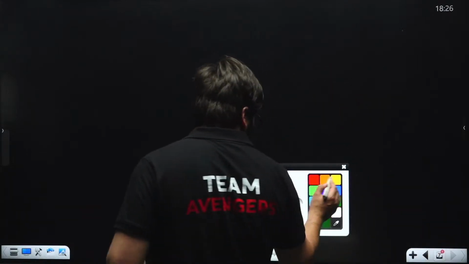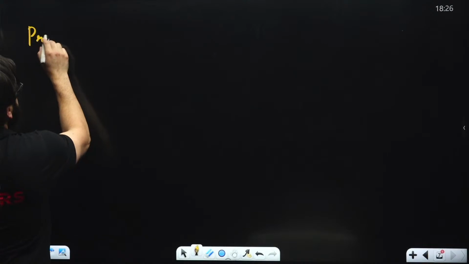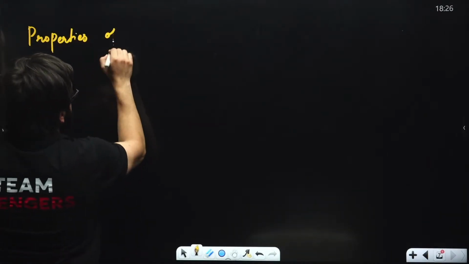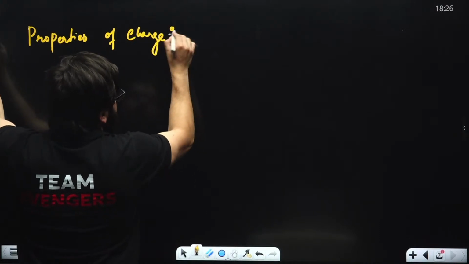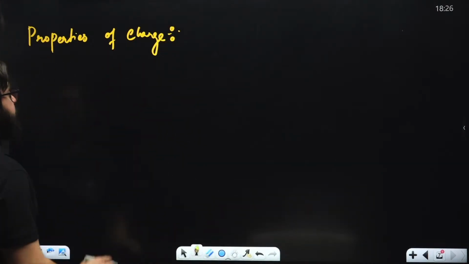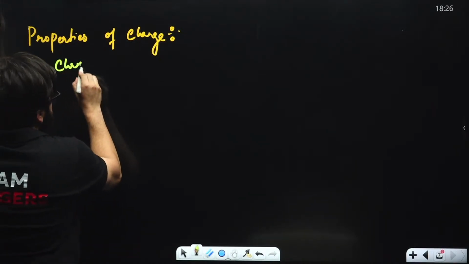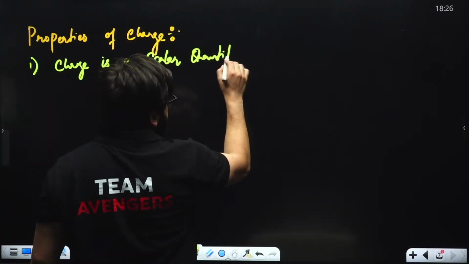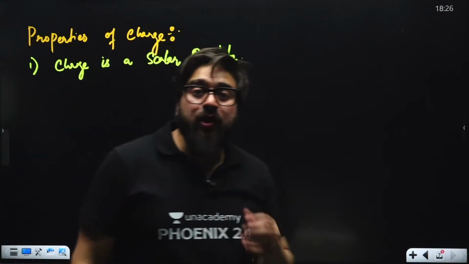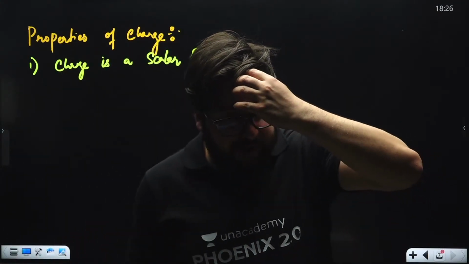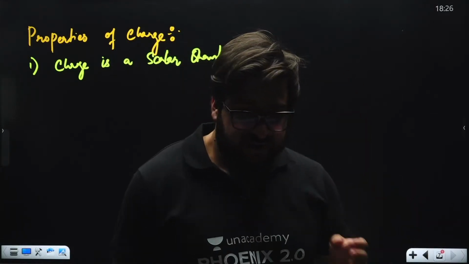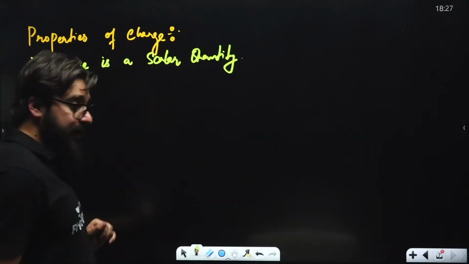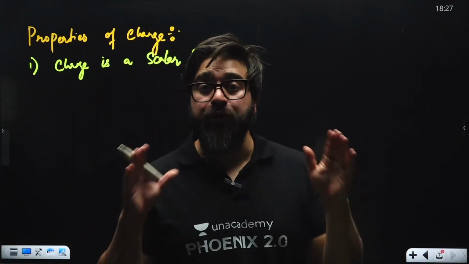Now, let's talk about the properties of charge. My dear friends, when it comes to the properties of charge, the first is that charge is a scalar quantity. Scalar quantity means that which has only magnitude and does not have direction. That quantity which has got only magnitude, no direction at all.